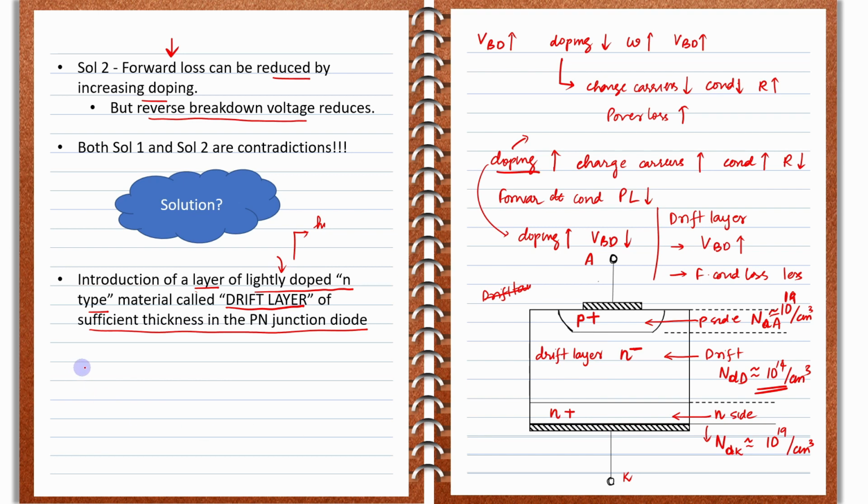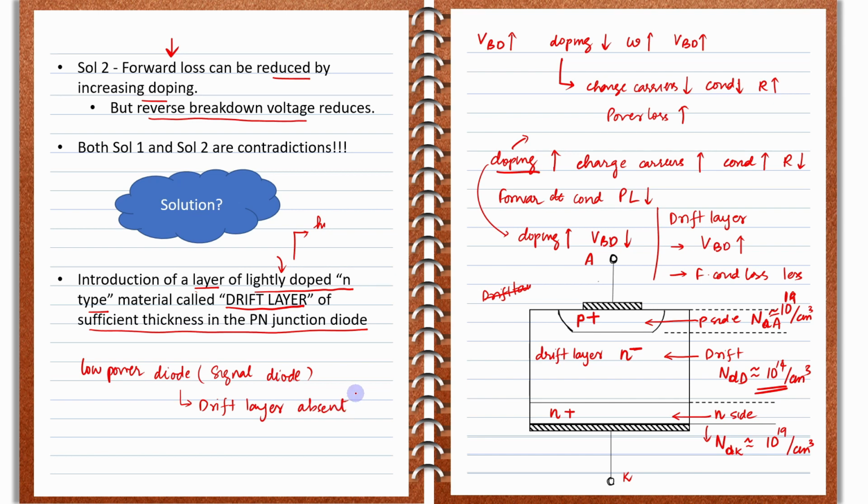Now in a low power diode, for example, like a signal diode, this drift layer is absent. See, when we studied basic PN junction, I never told you about this drift layer, right? But in power diodes, this drift layer will be there.